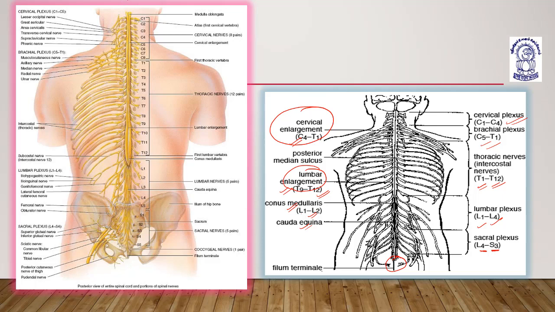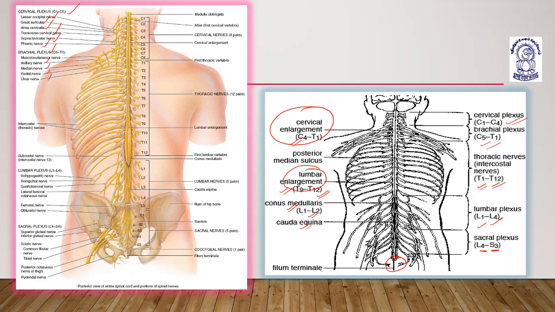This is the cervical plexus you can see in this picture, which has lesser occipital nerve, greater auricular nerve, ansa cervicalis, transverse cervical nerve, supraclavicular nerve, and phrenic nerve. The phrenic nerve basically lies in cervical plexus. Brachial plexus: axillary nerve, median nerve, radial nerve, ulnar nerve.